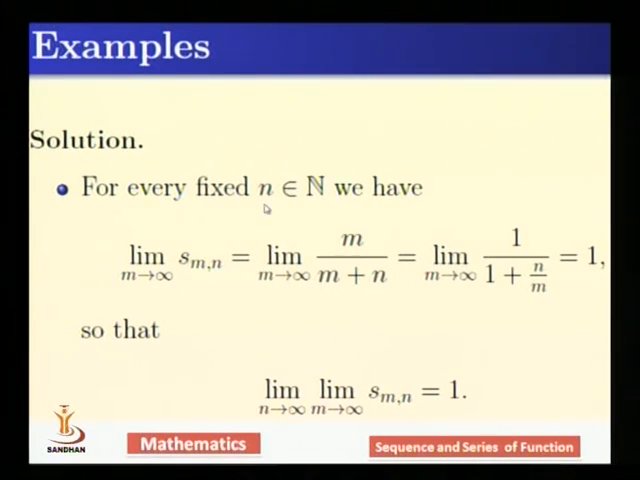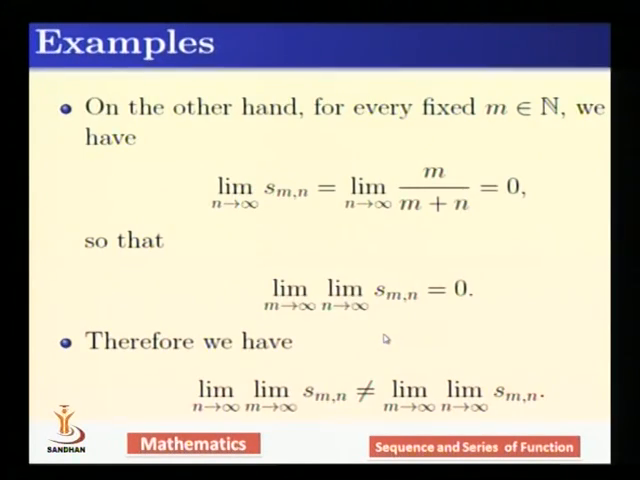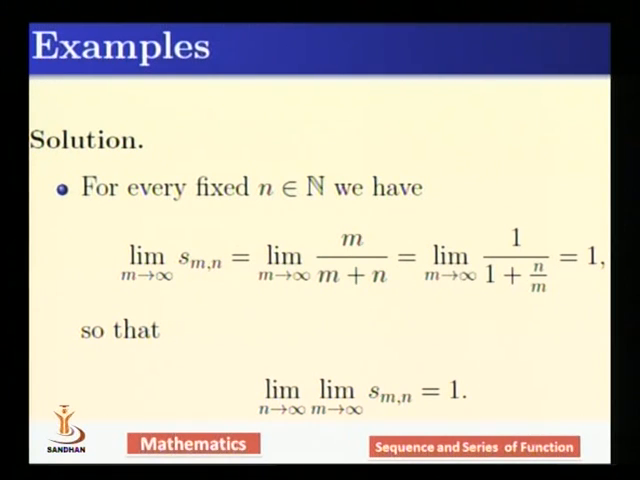So for every fixed n, Smn as m tends to infinity goes to 1, and therefore for every fixed n this is 1, so you can say it is a constant sequence, and then we take the limit as n tends to infinity, then also again it should be 1. So the limit of Smn as m tends to infinity and then n tends to infinity is 1.